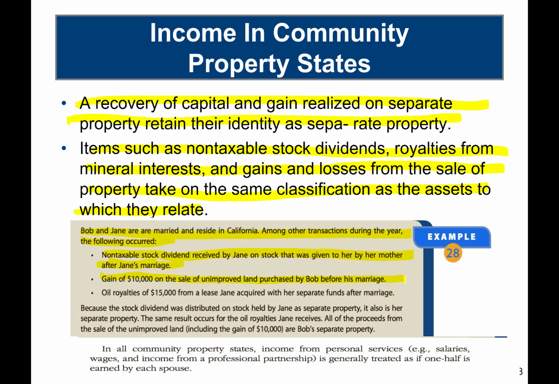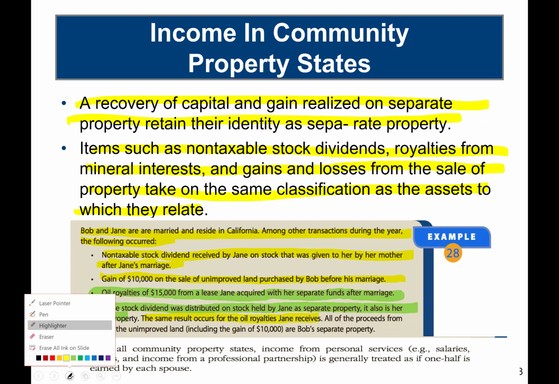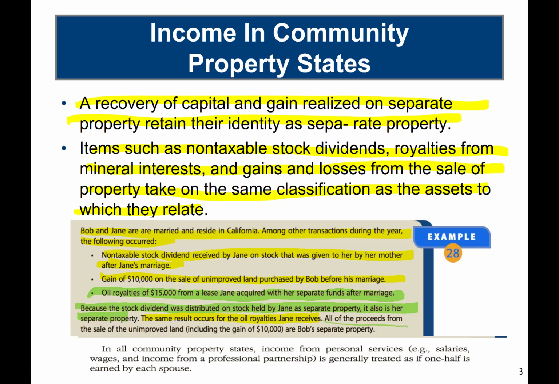Okay, so then we have oil royalties of $15,000 from a lease Jane acquired with her separate funds after marriage. Again, because she acquired that asset with separate funds, the asset stays separate. So, because the stock dividend was distributed on stock held by Jane as separate property, it is also her separate property. The same result occurs for the oil royalties. And all the proceeds from the sale of this unimproved property that Bob had are also separate property because he held it before the marriage, right?